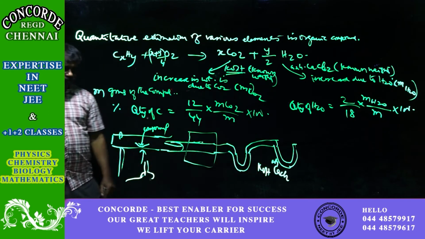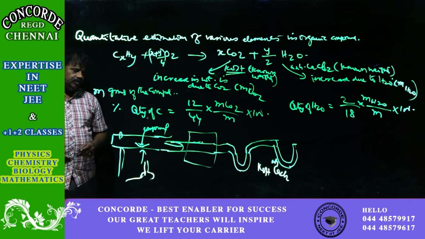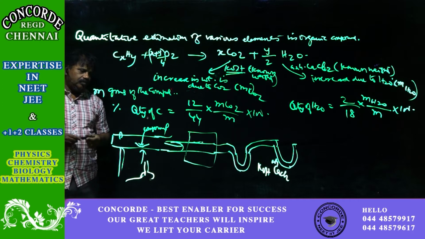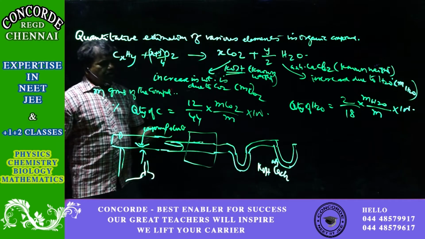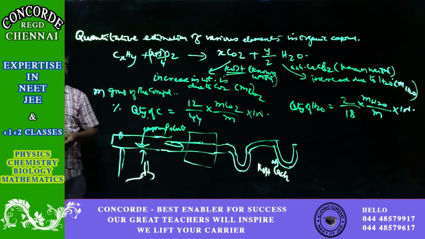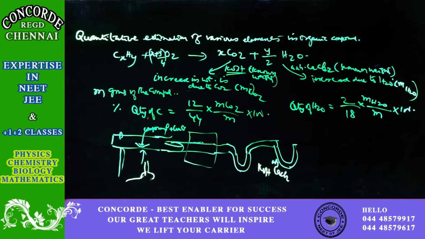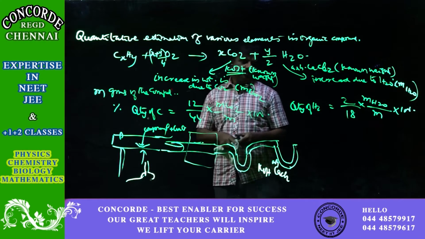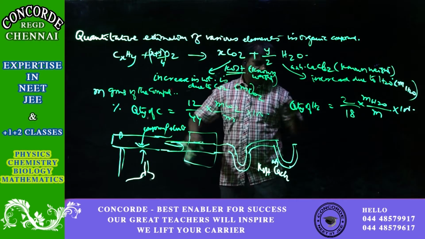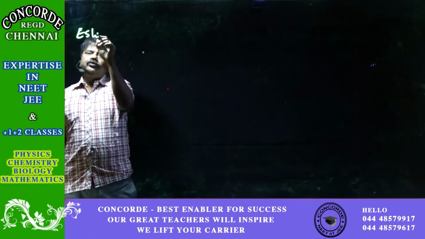So this happens in the presence of excess oxygen and in the presence of the copper oxide. The compound plus copper oxide. This is how the percentage quantity of hydrogen and the percentage quantity of carbon are found out.